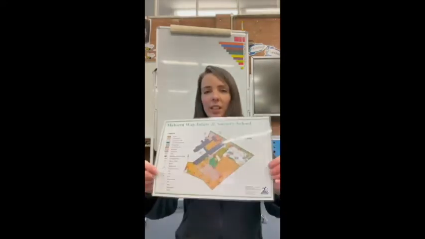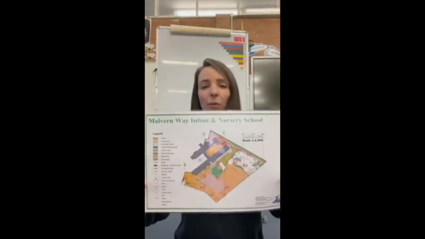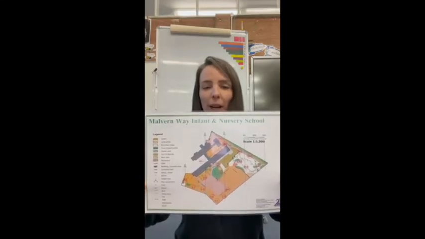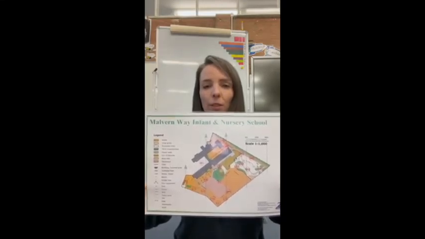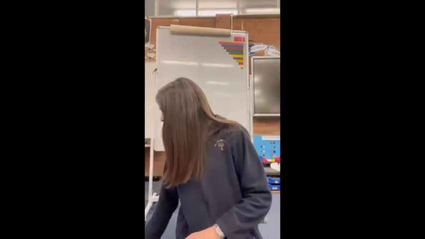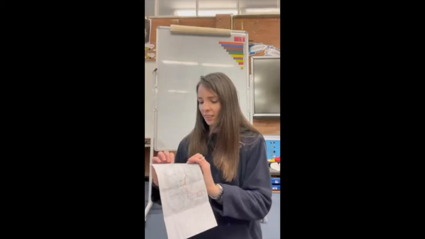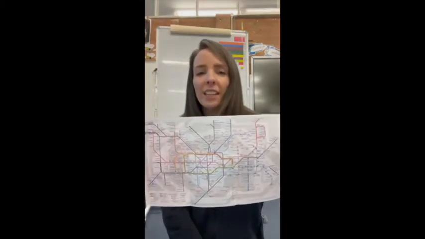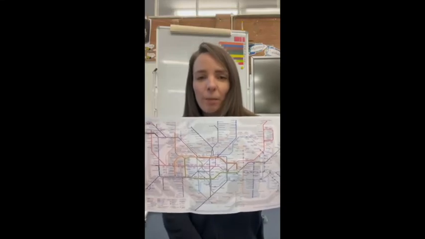I've got a few different maps here to share with you. I've got this map that you have probably all used before. It's a map of Malvern Way School, and we use it when we use the orienteering trail. I bet lots of you have seen this map before. What is it? Yeah, it's a tube map of London, and it shows the stations from the underground trains.